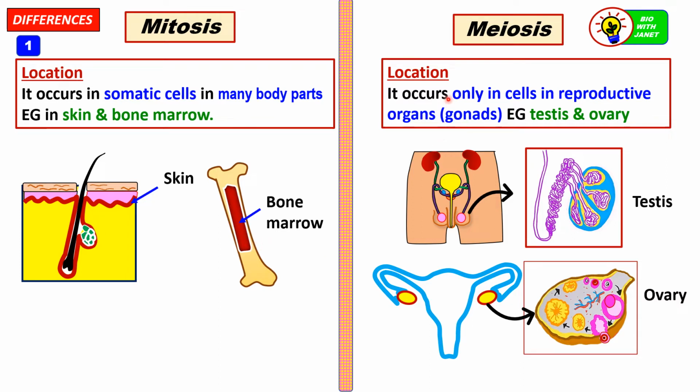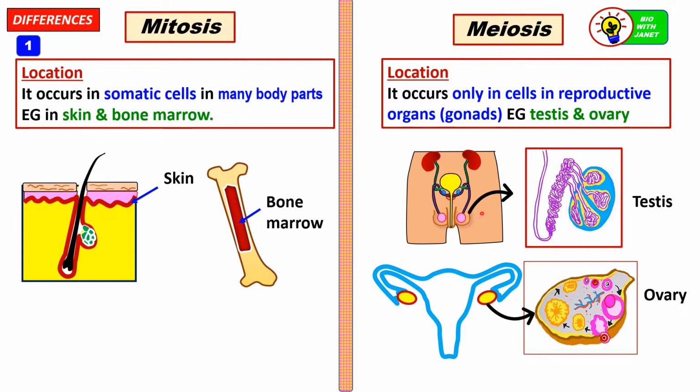So the bone marrow is involved in producing new cells through mitosis to replace the dead blood cells. Now, how about the location of meiosis? It occurs only in cells in the reproductive organs or gonads. Gonads are the reproductive organs, which are the testes in males and ovary in females. So the location for the process of meiosis is quite limited. That is only in the reproductive organs, not in all parts of the body, right?